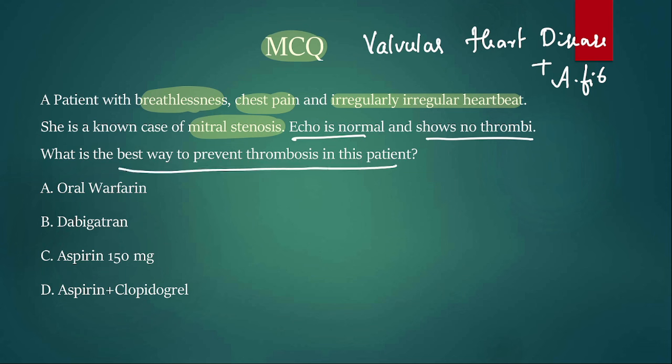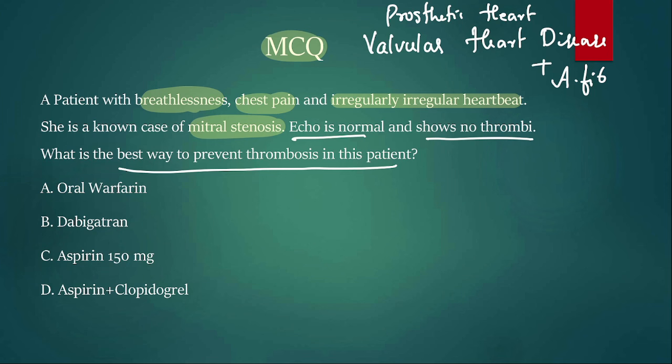So remember, valvular heart disease or a prosthetic heart valve. The problem is it can generate thrombi. It can generate thrombi, and the thrombi may dislodge and enter the brain, and the patient may have a stroke. So for prophylaxis, we have to give an anticoagulant. Which one should we prescribe to this patient? A, oral warfarin, dabigatran, aspirin, aspirin plus clopidogrel. So try to answer this.